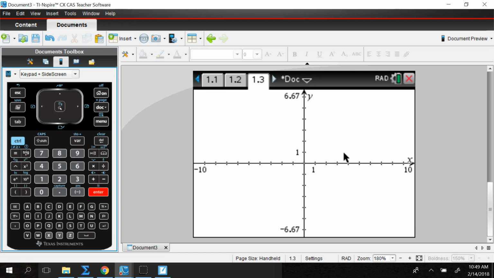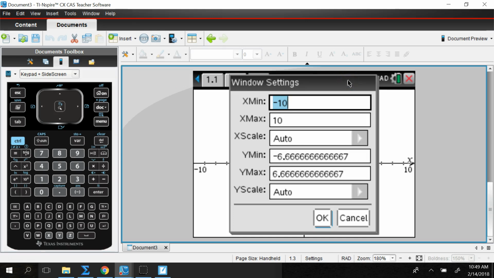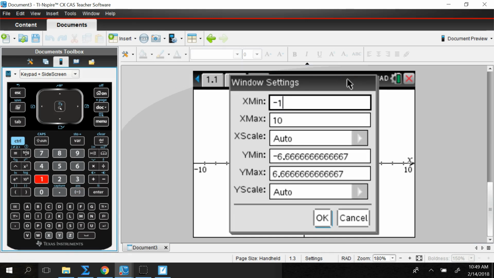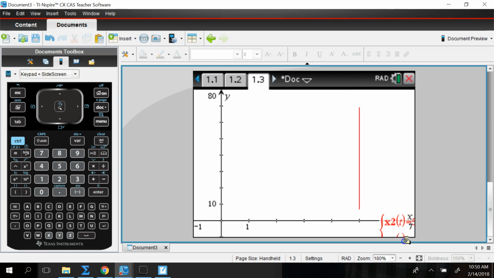Got to adjust our window again, right? Okay. So, window settings. X's, I'm going to go -1. We're going to go up to 7 because we had it at 5. I'm going to go by 1s. Minimums. So this was -10 to 80 because our maximum height was 69.1. And we're going to go by 10s there. Jingle, bam. There it is. Actually, we can go with this up here because we can see it then. Okay. All right. Now, trace that thing.